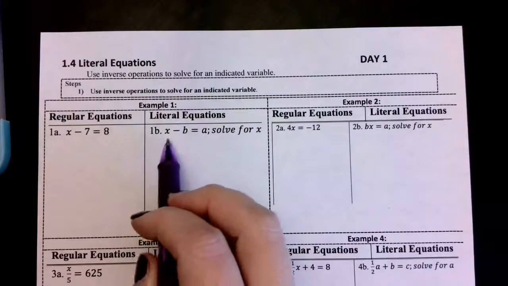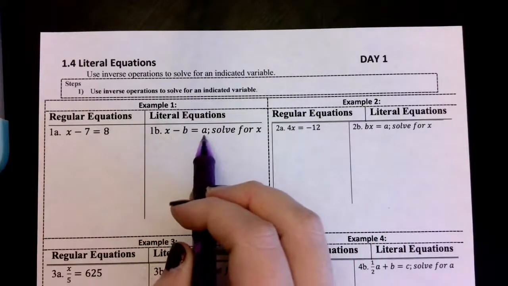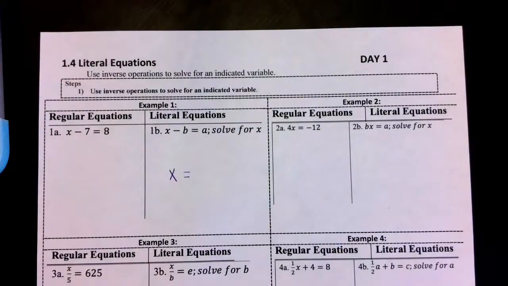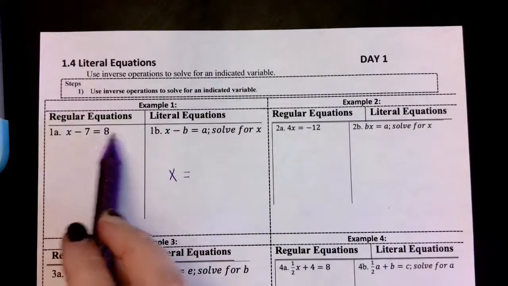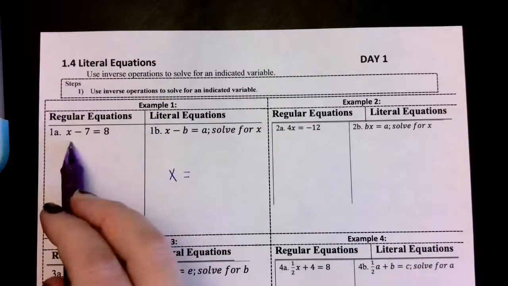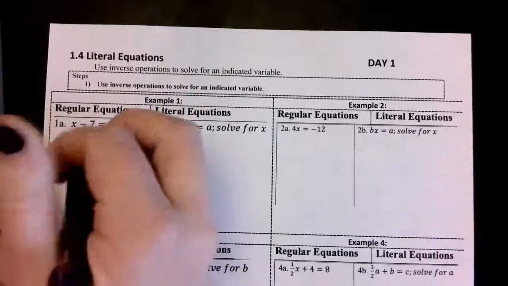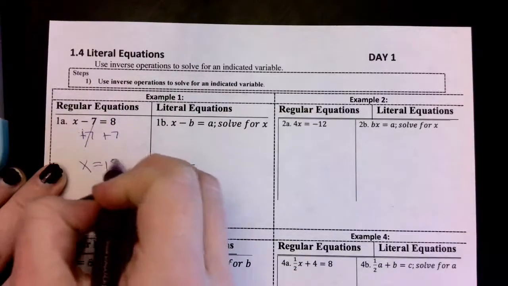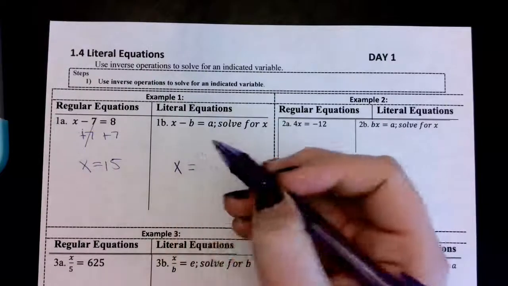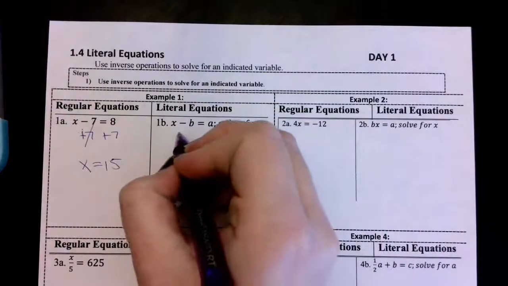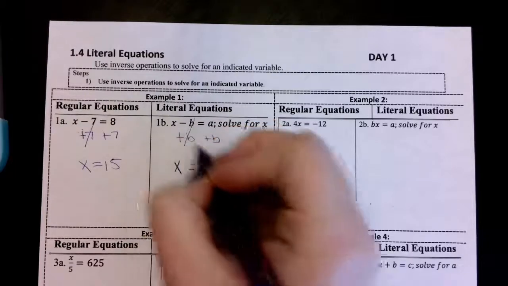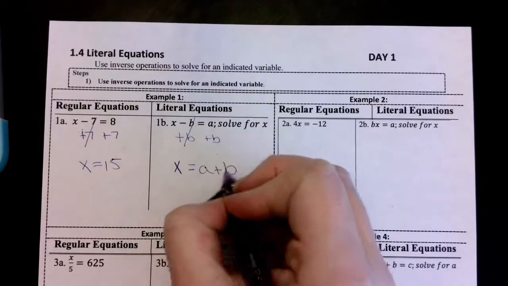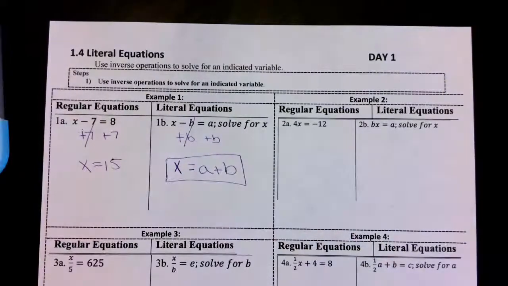So if we look at the literal equation first here, it says x minus b equals a, solve for x. So our goal in the end would be to get x by itself. Now if we look at the same type of equation here, just in regular equation form, the way to get x by itself would be to add 7 to both sides. Therefore, x would equal 15. So when we look at this one here, we would have to get x by itself, so add b to both sides. And then a and b are not like terms, so it would be a plus b. So x just equals a plus b.